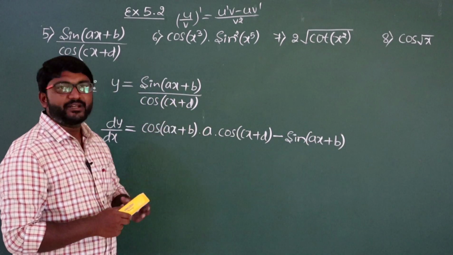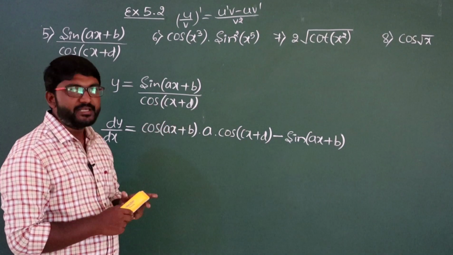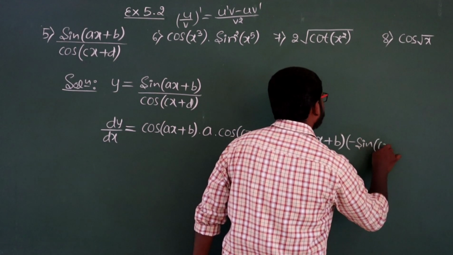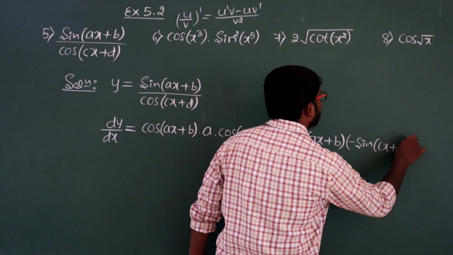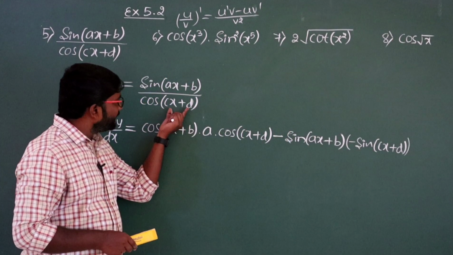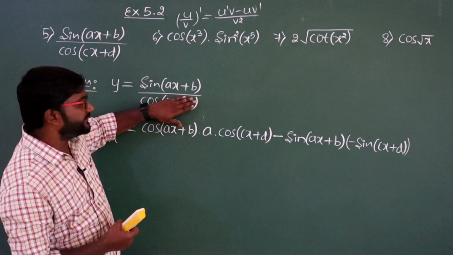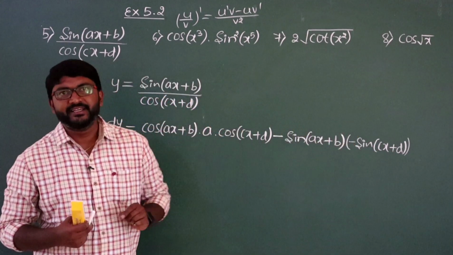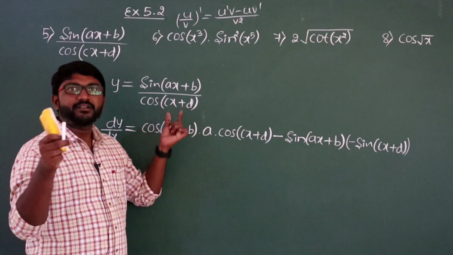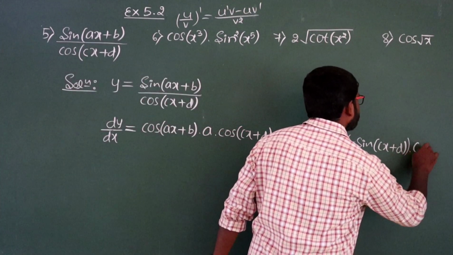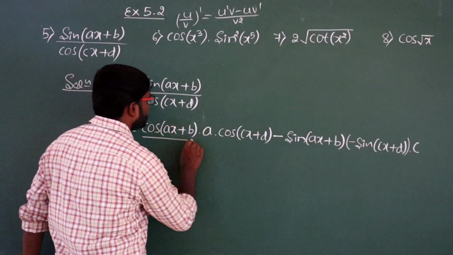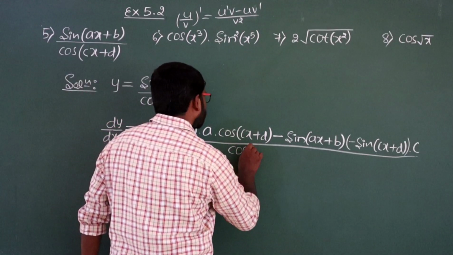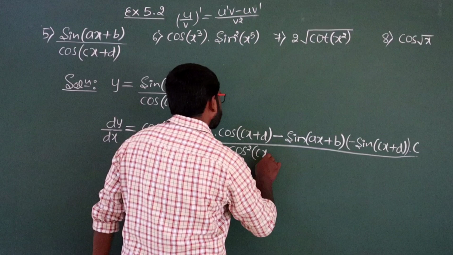Now take the derivative of the denominator. Derivative of cos of cx plus d will be minus sin of cx plus d into the derivative of this inside function. We are treating this as x and differentiating. Derivative of cos x will be minus sin x, here x means cx plus d. So take the derivative of cx plus d, it will be c, into c, then the whole divided by v square, that is the denominator squared. So cos square of cx plus d.